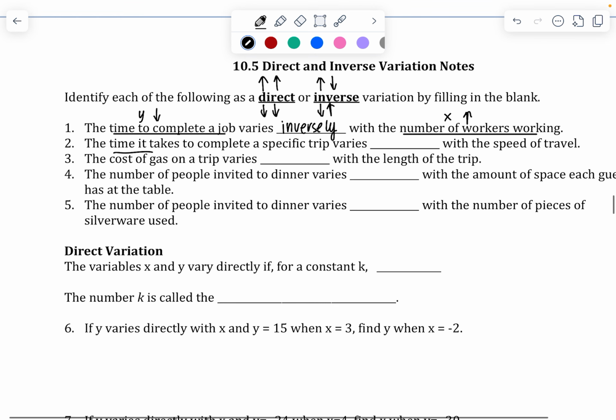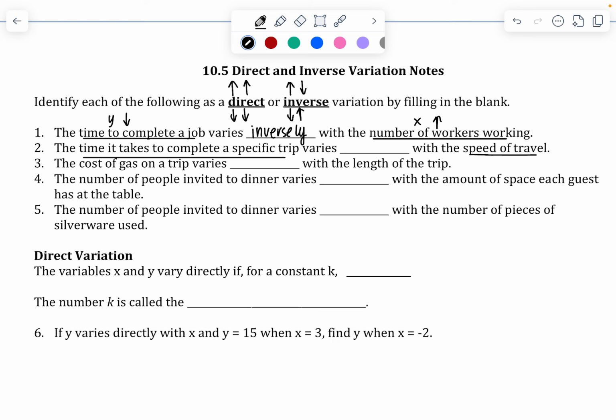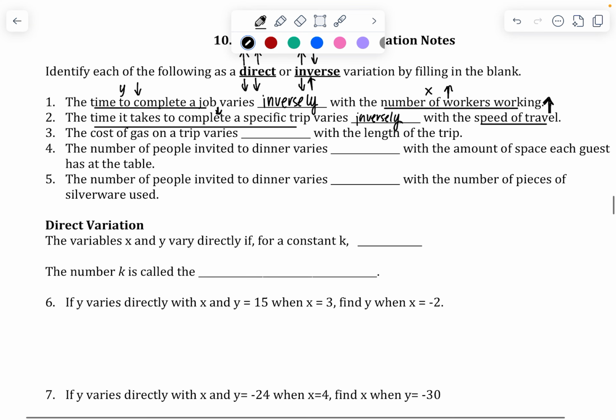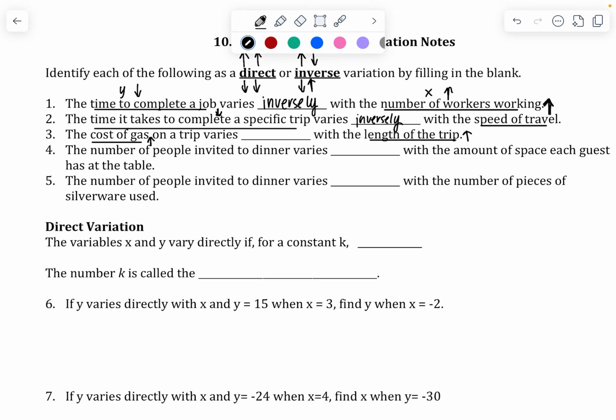Here, the time it takes to complete a specific trip varies with the speed of travel. So let's think, as we increase our speed, the time it takes to get there should decrease because we're going faster. So this is another example of inversely proportional. The cost of gas on a trip varies with the length of the trip. Well, as we increase the length of the trip, we're going to have to spend more for gas. And so this is going to be directly.